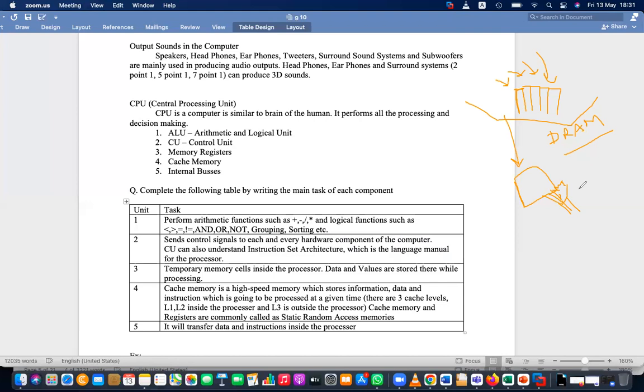It's similar to the cache memory. Right? Cache memory has 3 levels. This is similar to L3 cache. L3 cache is external.